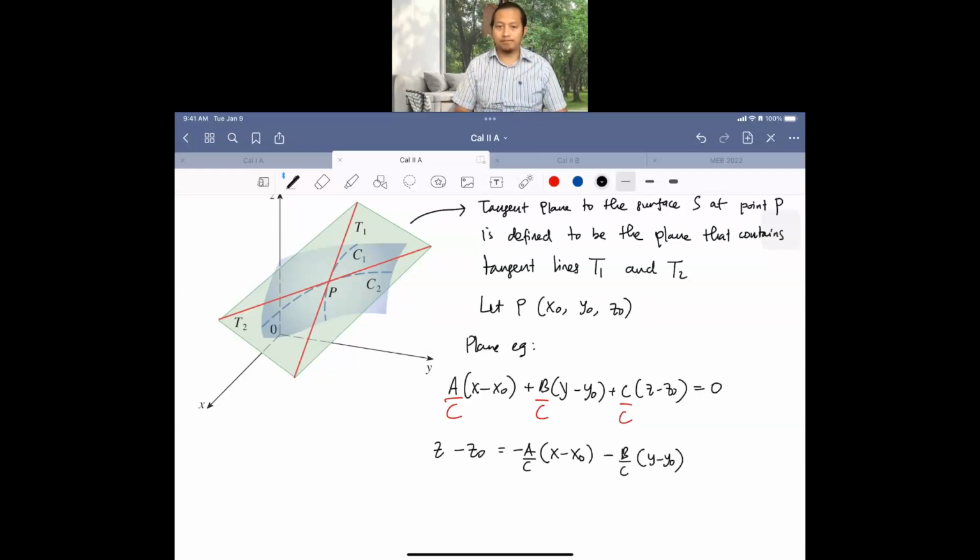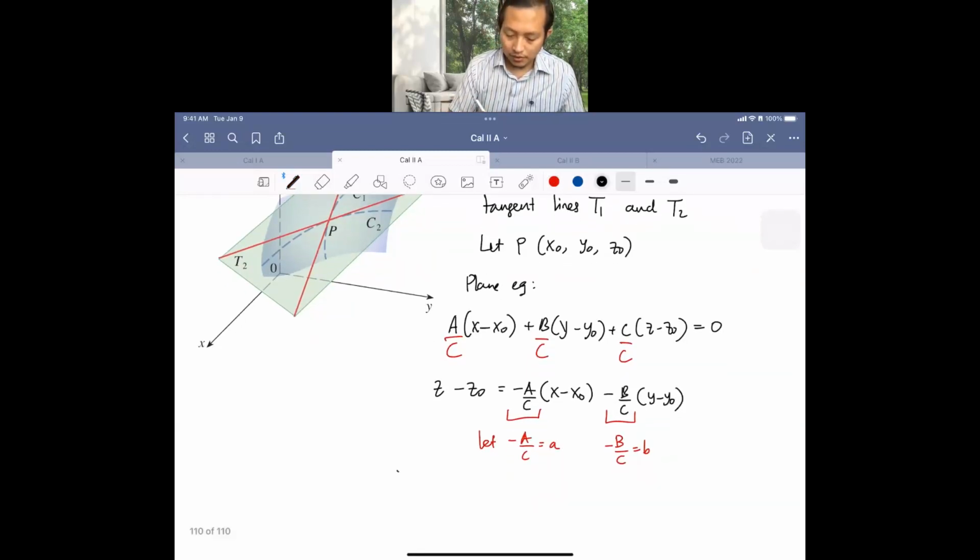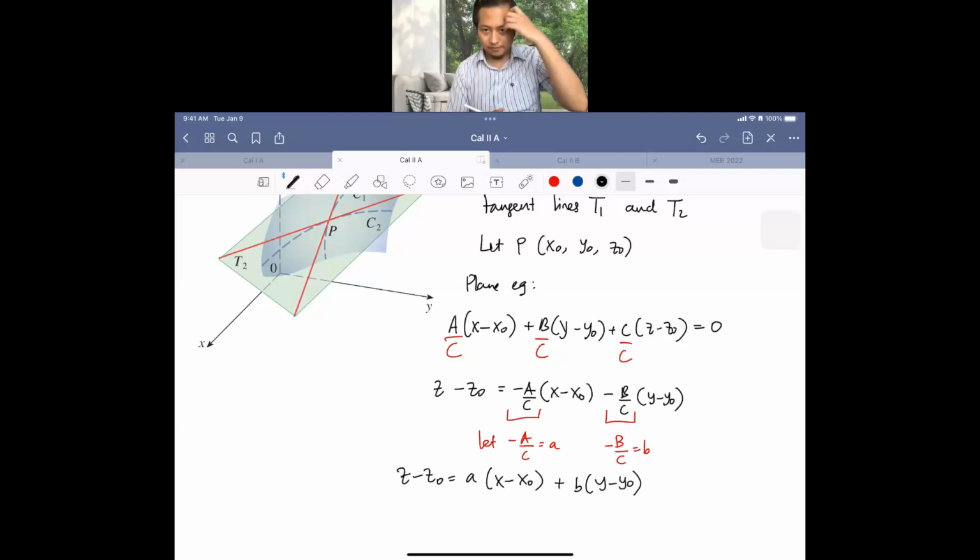Now to simplify it, let negative a over c become just a, small a, and negative b over c become b. So we have z - z0 = a(x - x0) + b(y - y0).